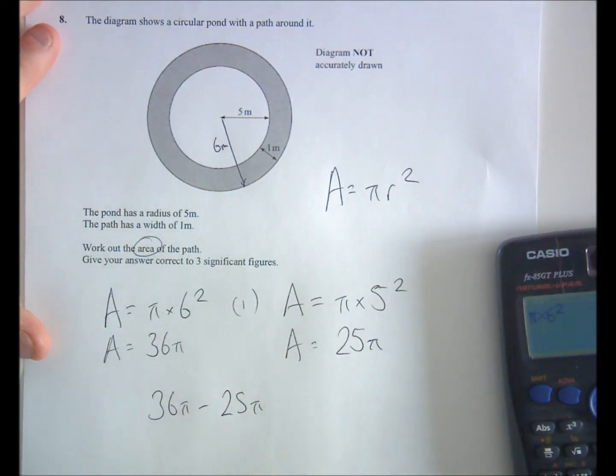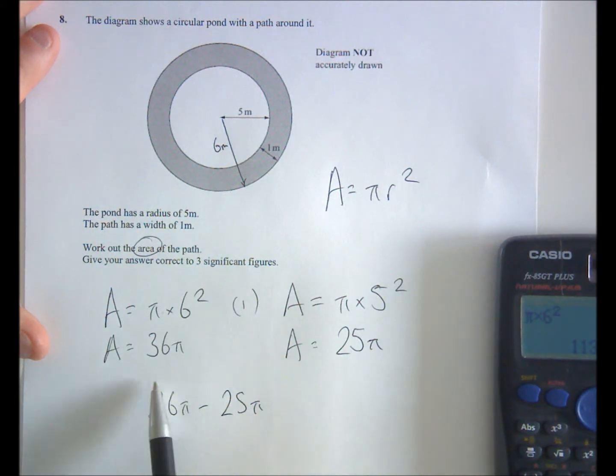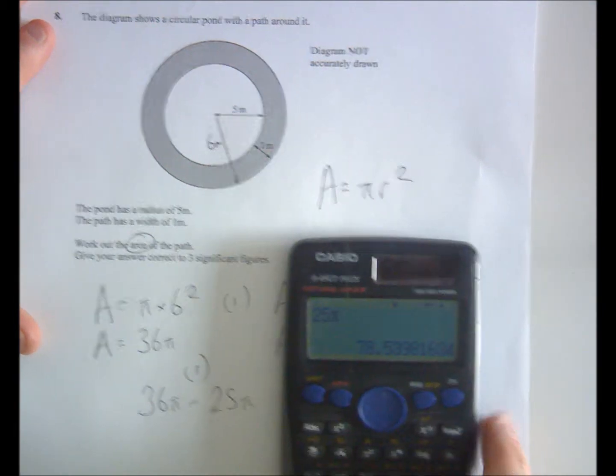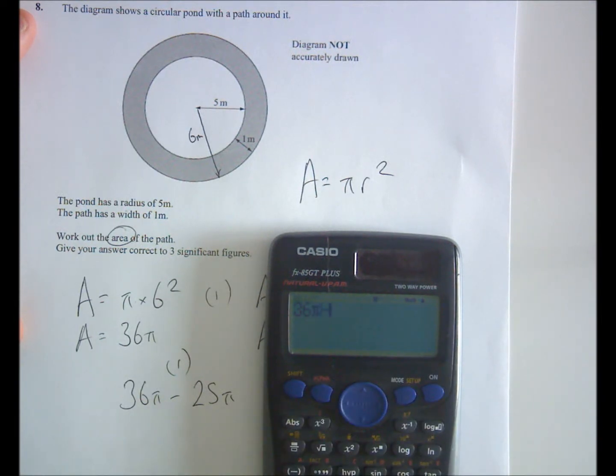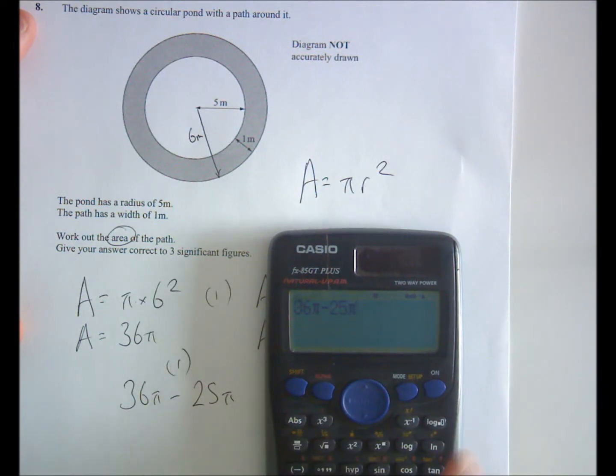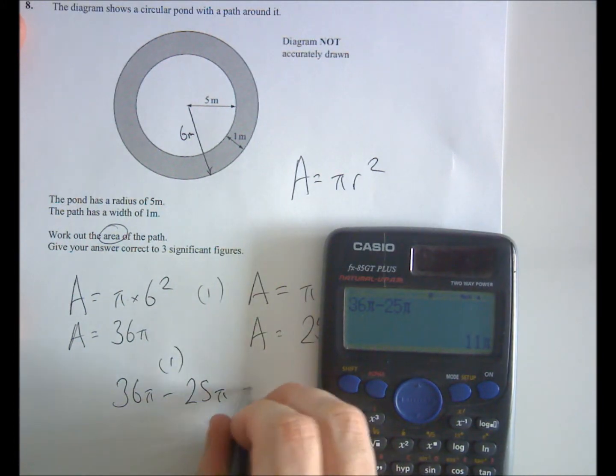Now, if you've pressed the SD button, and if you've got 113.09733355 minus 25 pi, which is 78.53, as long as you're showing that subtraction, you're going to get the second mark. This is the easiest way of dealing with it. 36 pi minus 25 pi. So I can enter that on the calculator, and of course some of you may have already guessed this, it is going to give an answer of 11 pi.